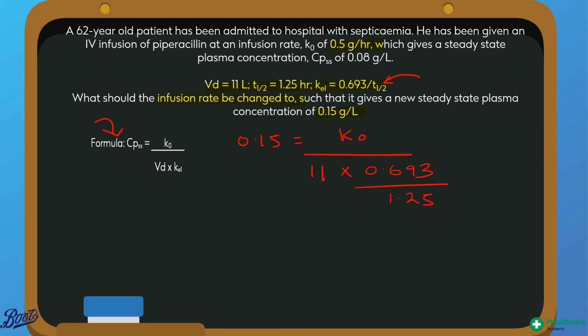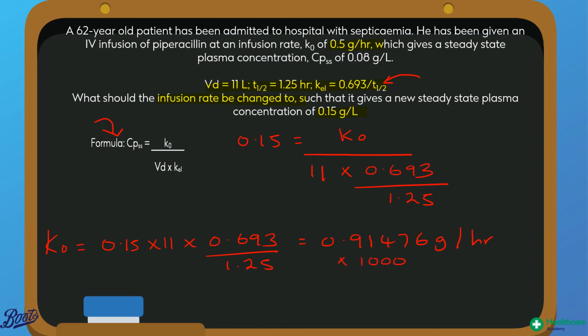Now, because we need to work out what the infusion rate is, we need to rearrange the equation so that we can work out what the infusion rate should be changed to. So I'm going to multiply the bottom half of the equation out so that I have 0.15 multiplied by 11 multiplied by 0.693 divided by 1.25. And that gives me an answer of 0.91476 grams per hour.